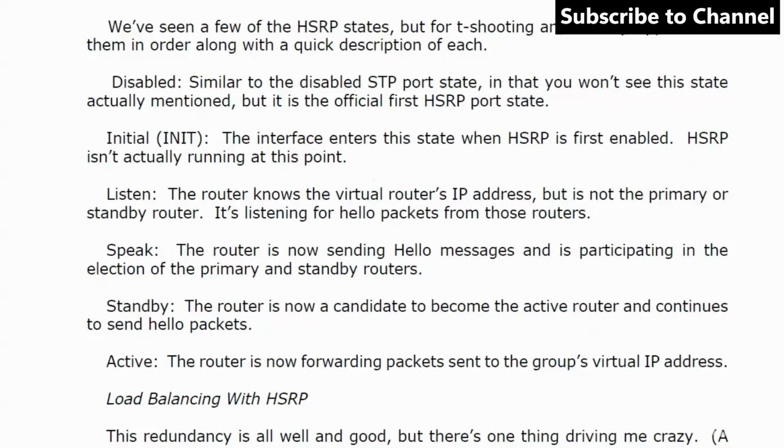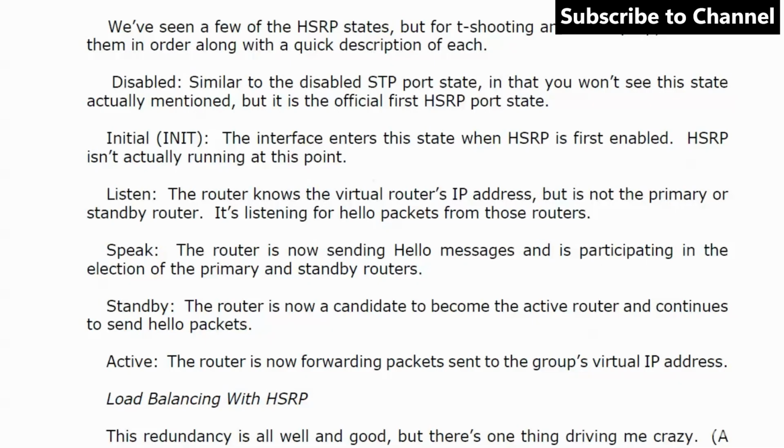Before we start on our next lab, let's go over these HSRP states. We've seen a couple of them, especially standby and active, but let's go through them in order. Disabled is officially the first HSRP port state. It's very similar to STP in that you won't actually see it mentioned. You won't see HSRP disabled in a console message, but it is the first official port state.